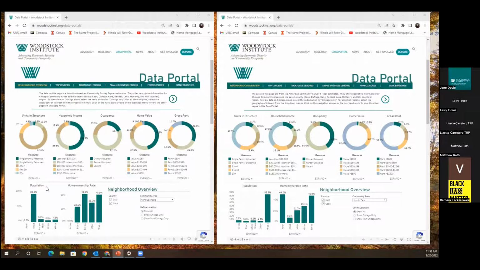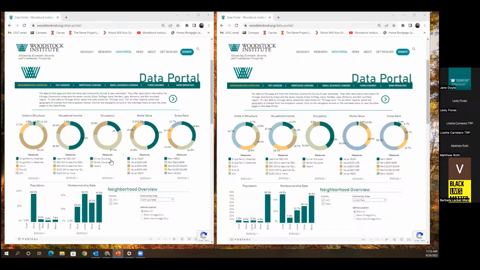And also for a bit of context, North Lawndale is smaller than Lincoln Park. It's population about 35,000, which is a little over half the size of Lincoln Park. North Lawndale is mostly lower income. You can see that in the second pie chart. Lincoln Park is mostly higher income.